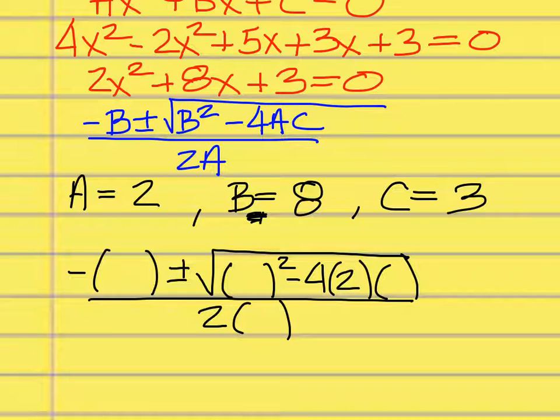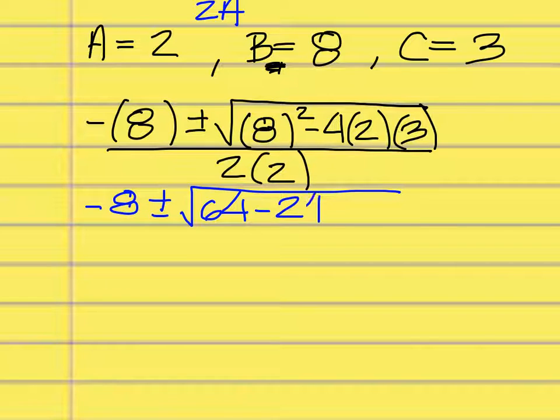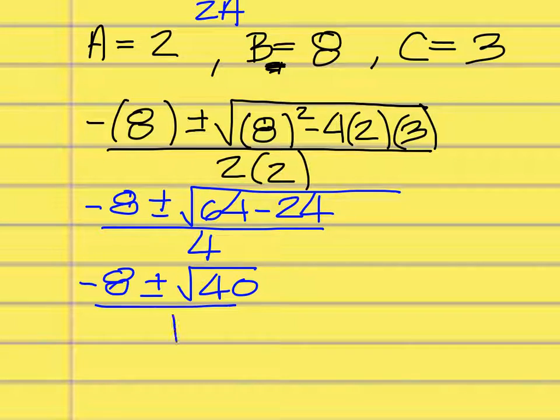A goes in here and here. And then B is 8. It goes here and here. And you have a C, which goes here. From this point on, it's nothing but a matter of simplifying the formula. You have a negative 8 plus or minus the square root of 64 minus 4 times 2 times 3, which is 24. Everything over 4. So negative 8 plus or minus the square root of 40 over 4.